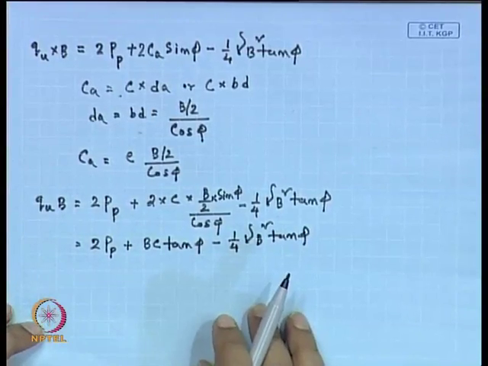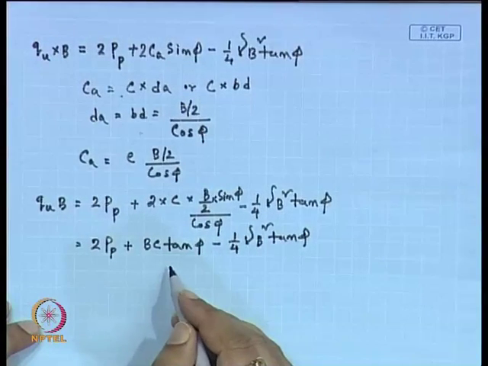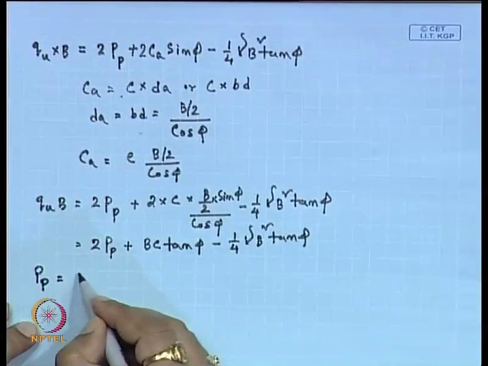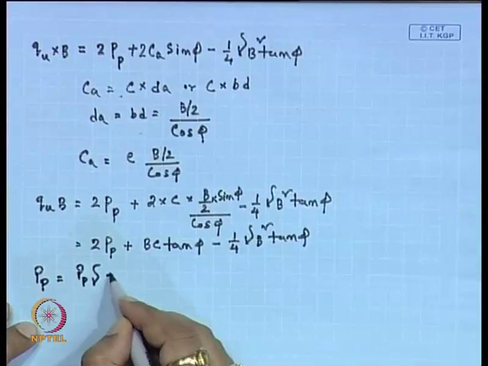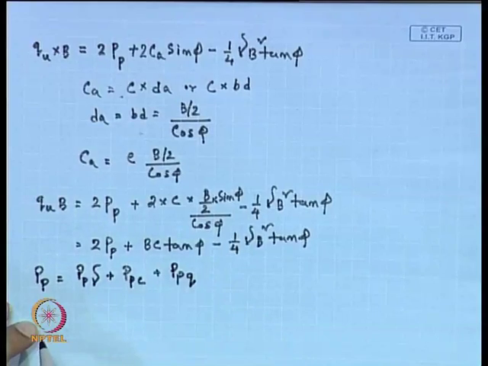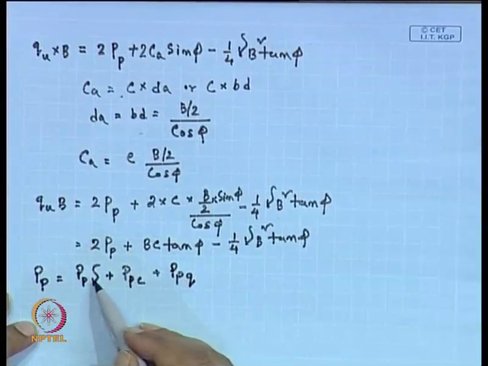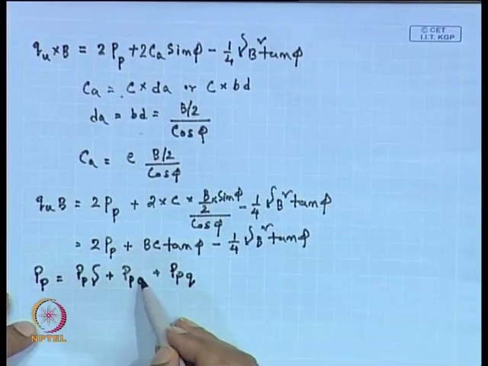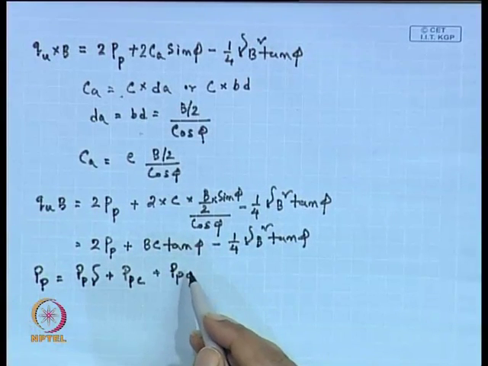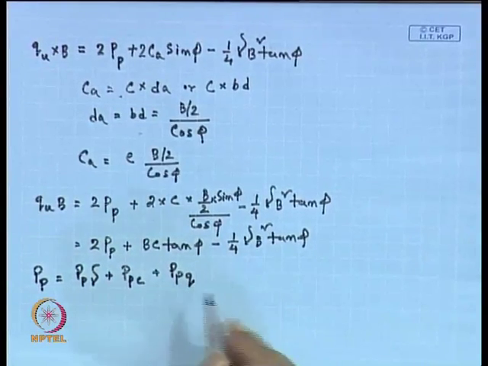So, now consider this Pp, this total passive resistance. It has three components basically. So, this Pp is a summation of Pp gamma plus Pp c plus Pp q. So, this resistance is coming from three parts. One is for the weight of the soil, that is gamma, c is due to the cohesion and q is due to the surcharge. So, that surcharge we have considered here for this part.